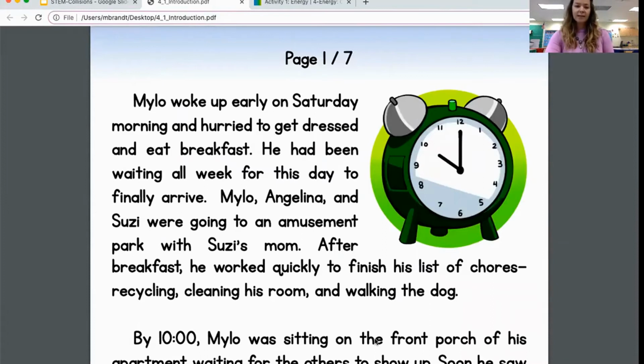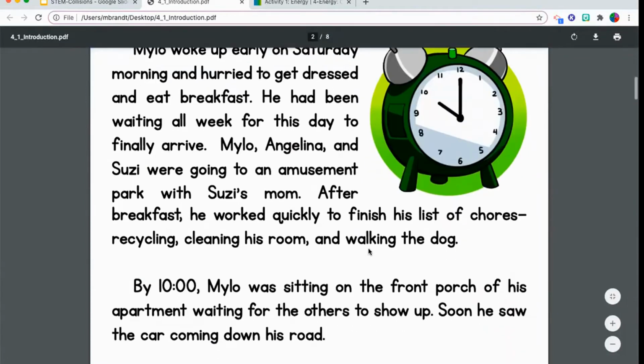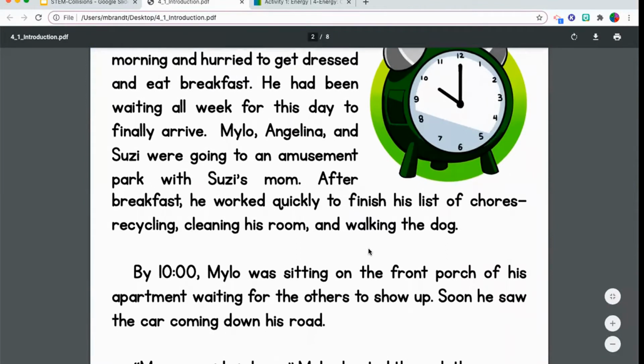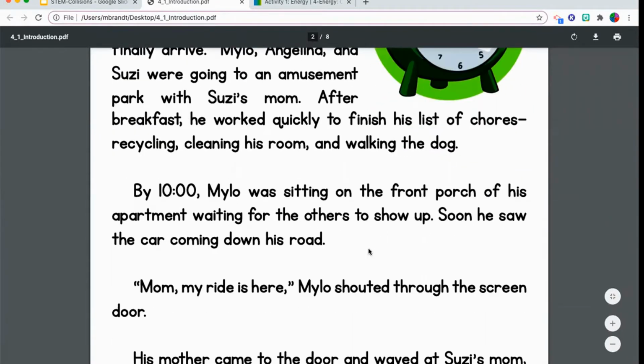Milo woke up early on Saturday morning and hurried to get dressed and eat breakfast. He had been waiting all week for the day to finally arrive. Milo, Angelina, and Susie were going to the amusement park with Susie's mom. After breakfast, he worked quickly to finish his list of chores: recycling, cleaning his room, and walking the dog. By 10 o'clock, Milo was sitting on the front porch of his apartment, waiting for the others to show up.